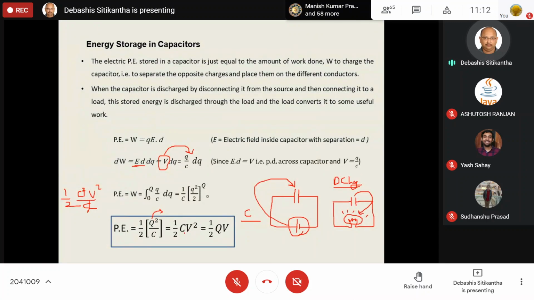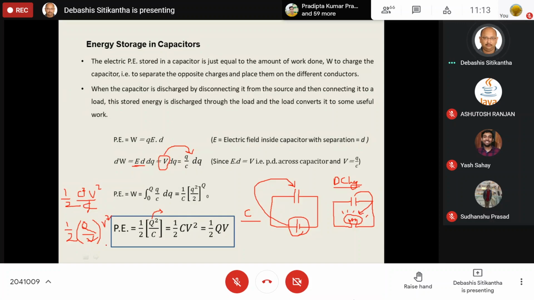Now even over here, I can also write this C in terms of Q and V. So let us say half, and in place of your C, I can write it as Q by V. So if it is Q by V and this V square is present over here, this square term gets cancelled out, and what I am left with is half QV.